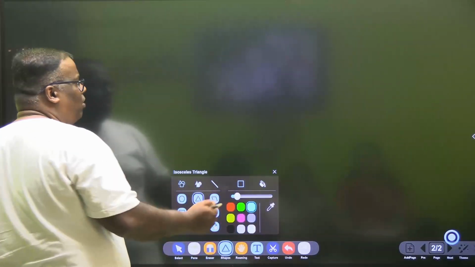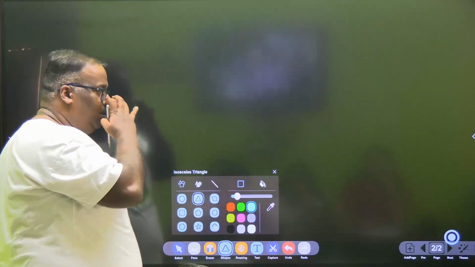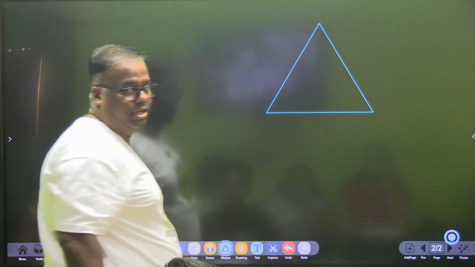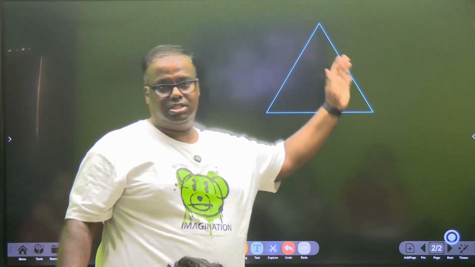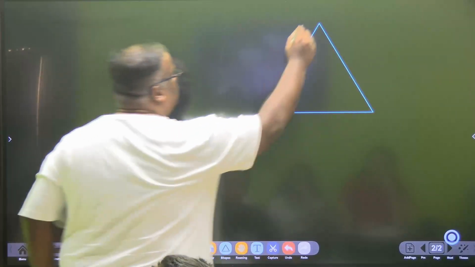Now triangles are of how many types? You can get a scalene triangle, you can get a right angle triangle, you can get an isosceles, and you can get something which is called an equilateral triangle. So let's take this very friendly triangle whose name is equilateral triangle. What are the angles of each? 60, 60, 60, right? Now equilateral triangle has got all sides which are equal to each other.